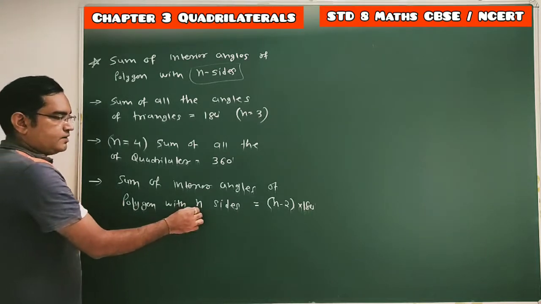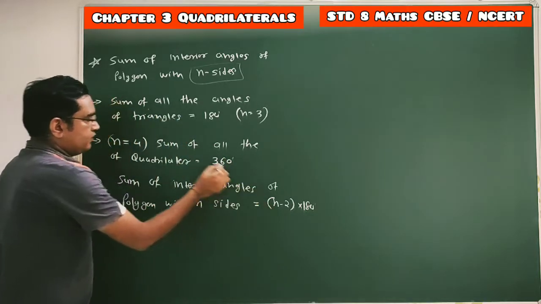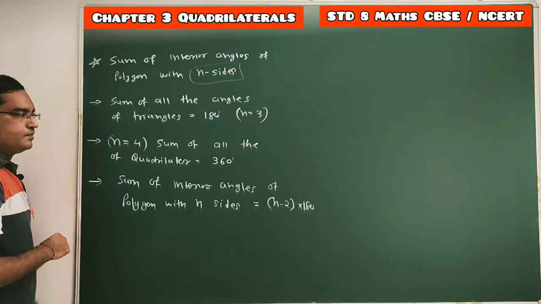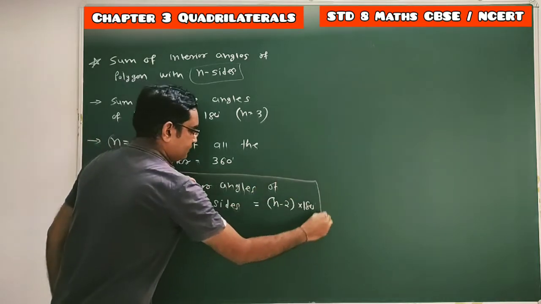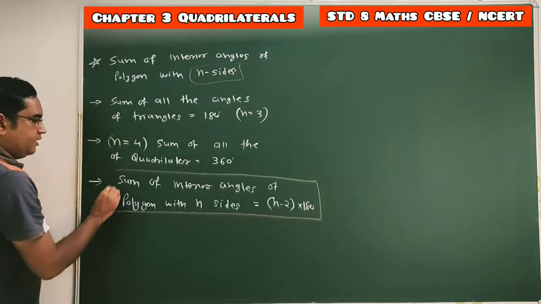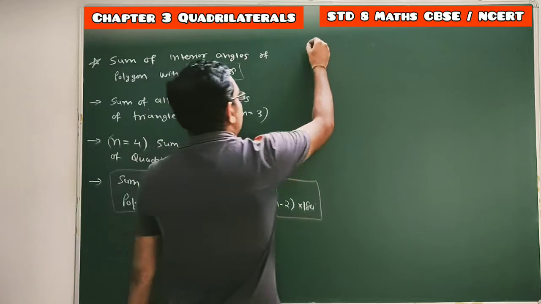Here we can replace n equal to 3 for the triangle, and n equal to 4 for the quadrilateral. So this is another most important formula for this chapter, the sum of interior angles of a polygon with n sides. So let's try to verify this formula.